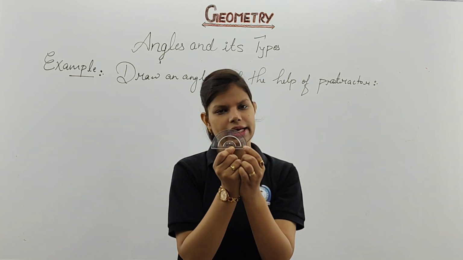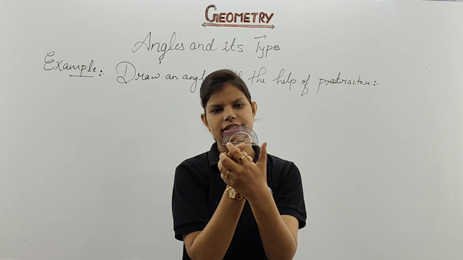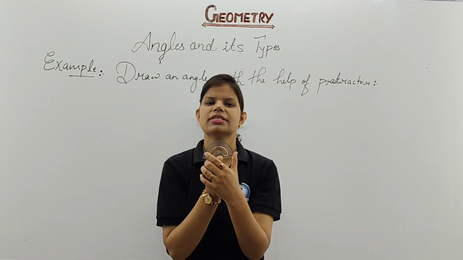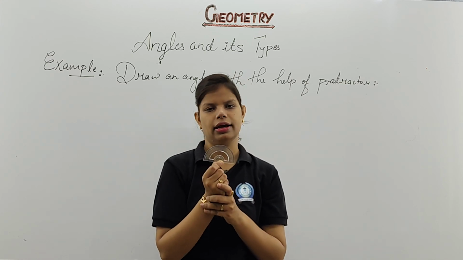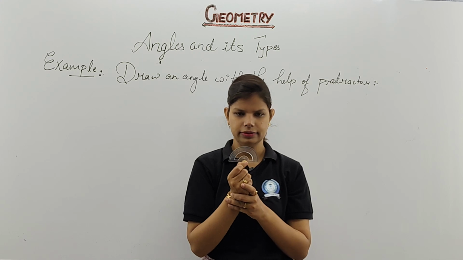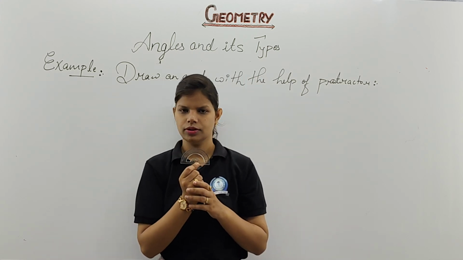In the outer scale, 180 is written. On the side where 180 is written in the outer scale, 0 is written in the inner scale. That means they are vice versa. Basically we are using the inner scale to draw the angle, because of the accuracy. Understood my words? Okay children.